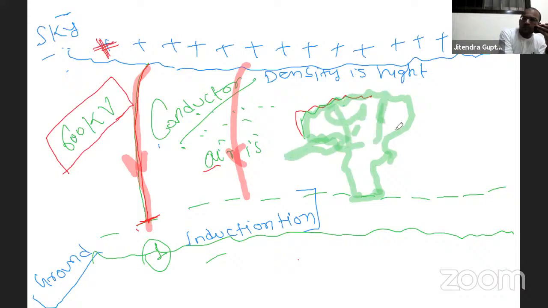So suppose this is a tree, and now somebody is standing here. What will happen? Is this tree a conductor of electricity or not? Does it conduct electricity? The tree.